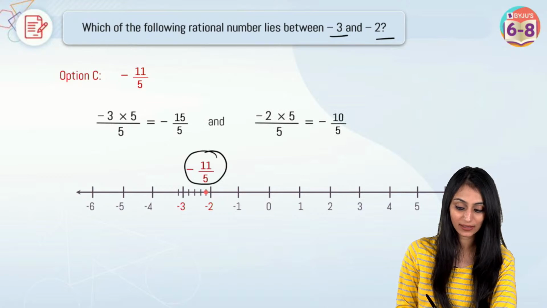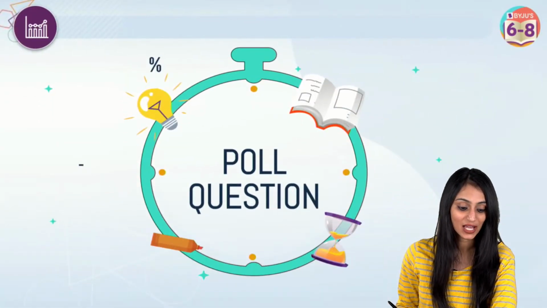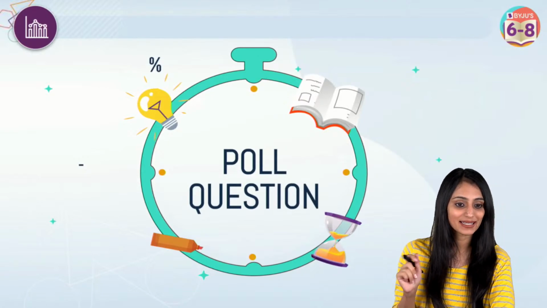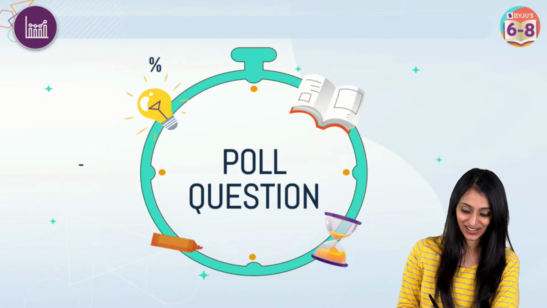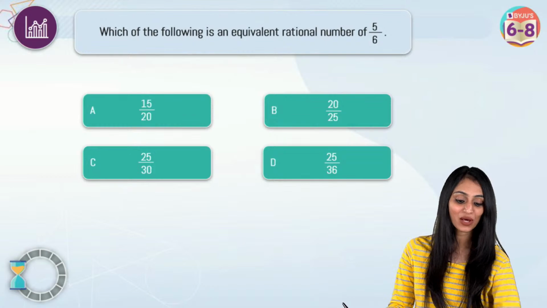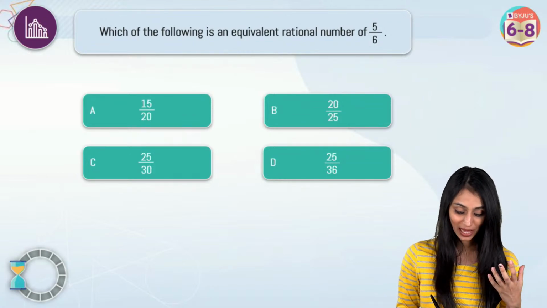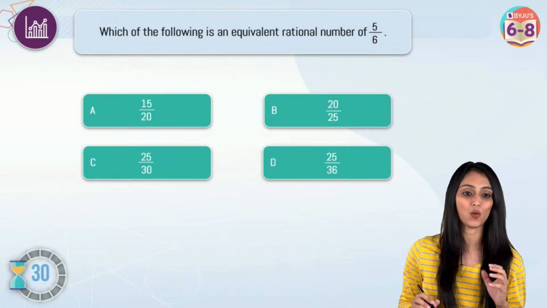Now let's take a look at the next question. Our next question will be a poll question. You will be given a specific time to answer that question. Are you all ready? Alright, here we go. Which of the following is an equivalent rational number of 5 by 6? You will have 30 seconds to answer this question and I'm starting the timer now.